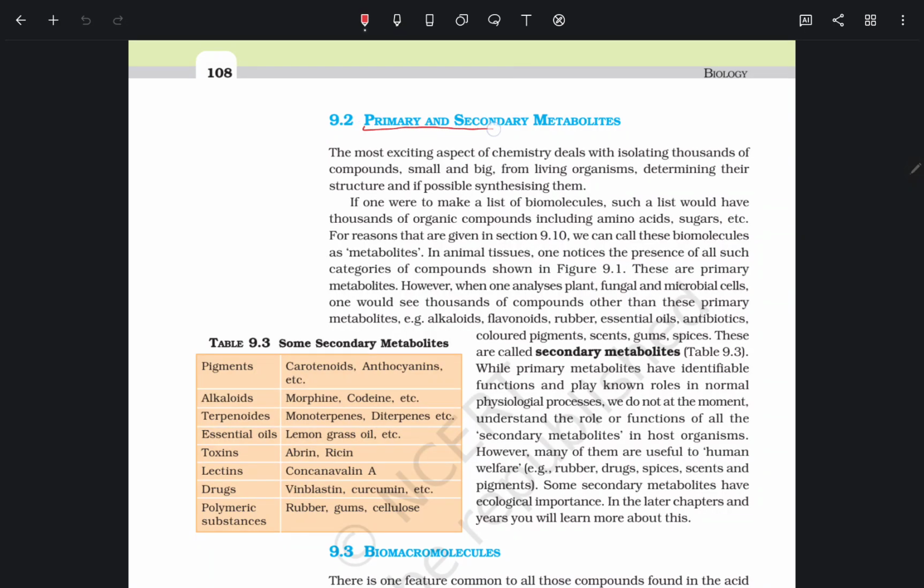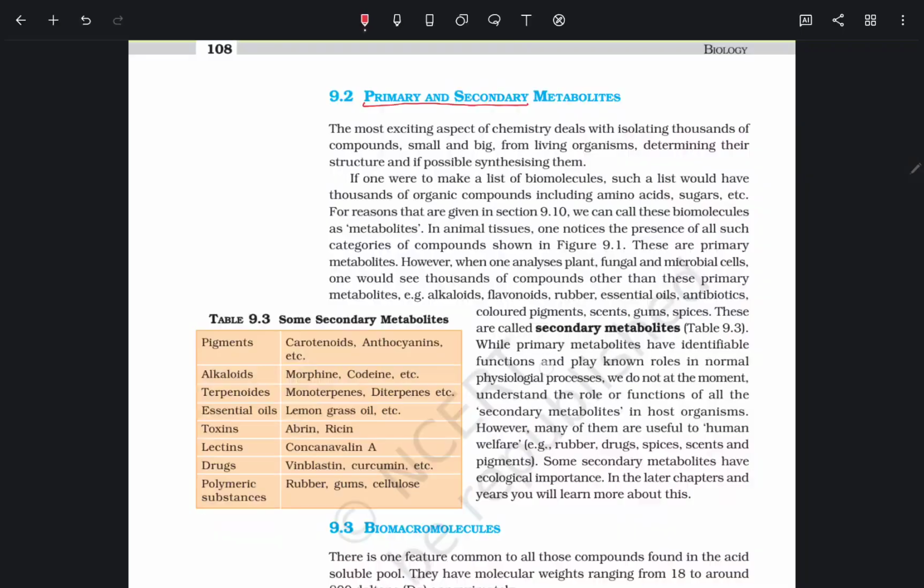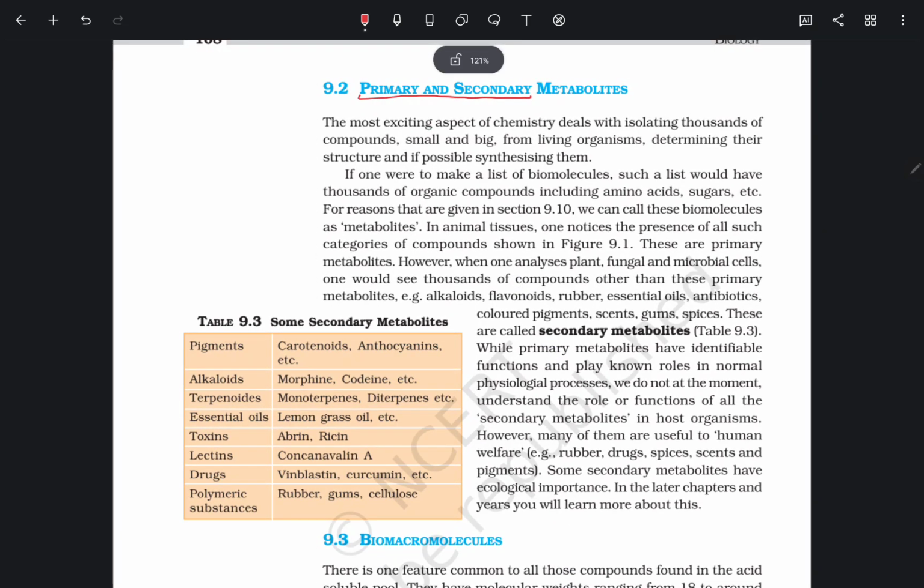Primary and secondary metabolites. So, what are primary and secondary metabolites? If we see this table 9.3, all are secondary metabolites. The most exciting aspect of chemistry deals with isolating thousands of compounds, small and big, from living organisms, determining their structure and, if possible, synthesising them.